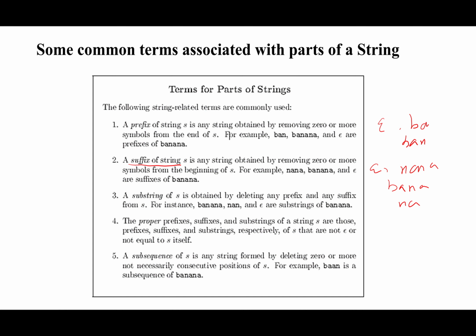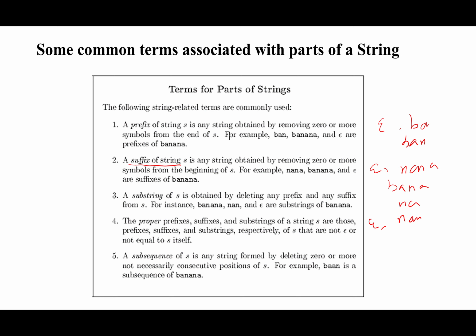Then a substring of s is obtained by deleting any prefix and any suffix from s. So we can delete any prefix or suffix. So only nan, then epsilon also. Okay, so this is a substring. Then proper prefix, suffix and substring of the string s are those prefixes, suffixes and substrings respectively of s that are not epsilon and not equal to s itself. Okay, so it doesn't contain epsilon and it is not equal to the s value.